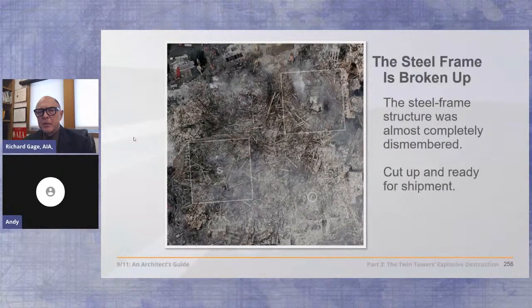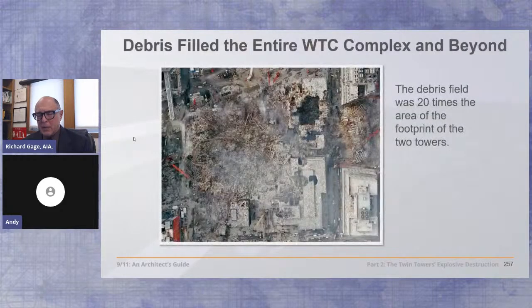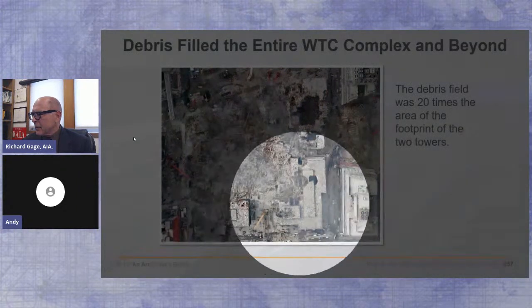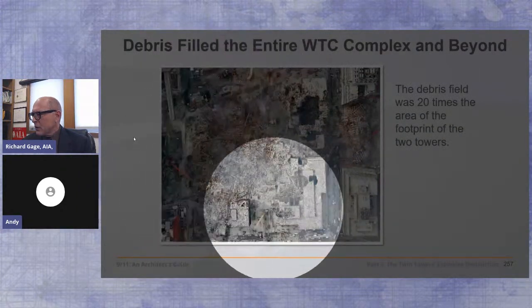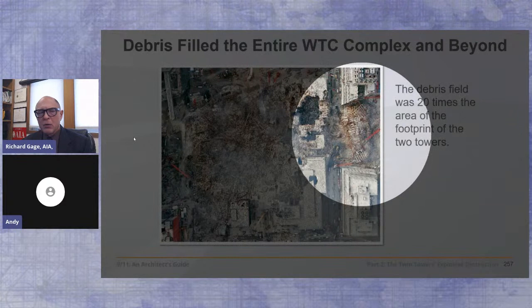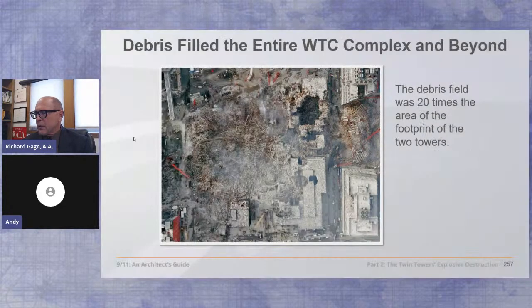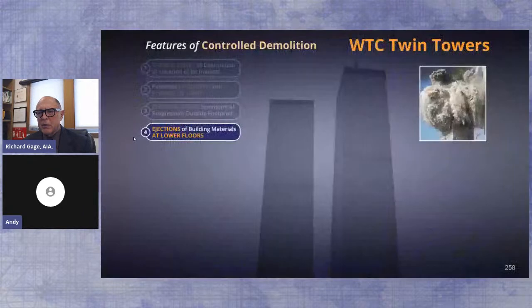The steel frame is completely broken up, cut up, ready for loading and shipment. Compare the massive explosion to the perfect implosion of Building 7, the third tower that came down, that wasn't hit by an airplane, that we looked at in part 1 of this series. So the Twin Towers are a very explosive event.